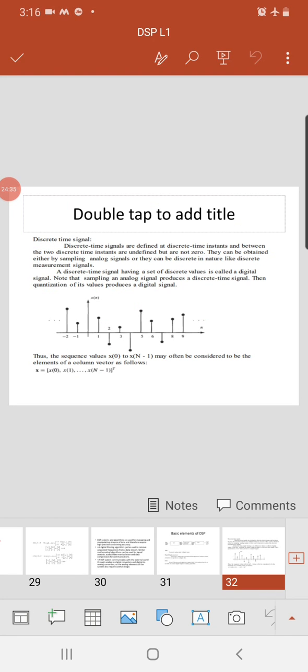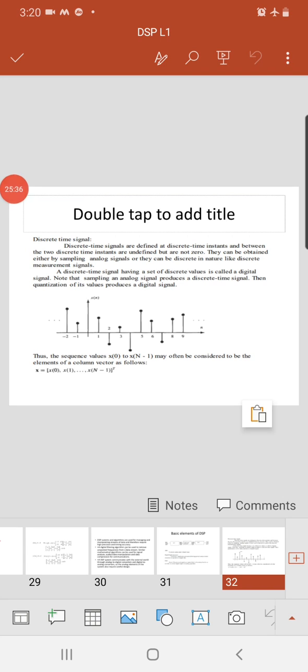Next is the discrete time signal. Discrete time signals are defined at discrete time instants, and between two discrete time instants the signal is not defined. It can be obtained either by sampling an analog signal or it can be discrete in nature, like discrete measurement signals. A discrete time signal has a set of discrete values. Sampling an analog signal produces a discrete time signal, and the quantization of its values produces a digital signal. The sequence of values x of 0 to x of n minus 1 may be considered as the elements of a column vector, as given.